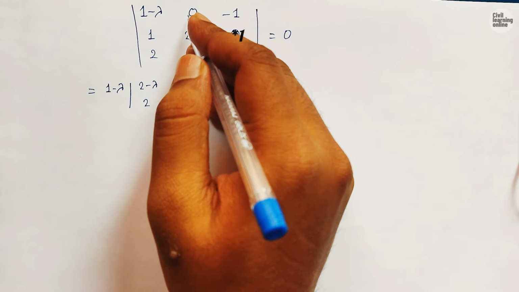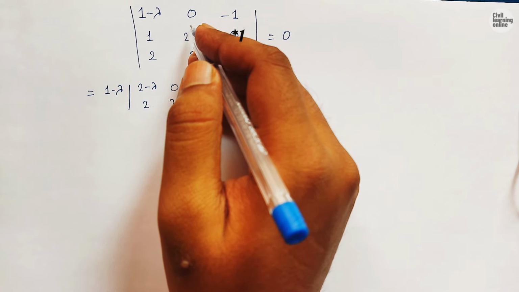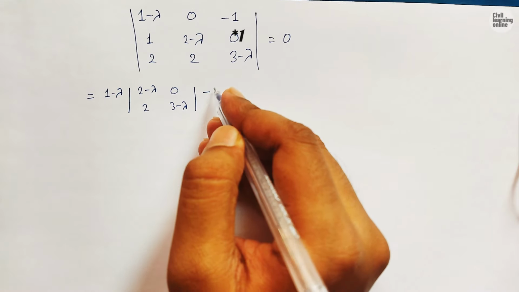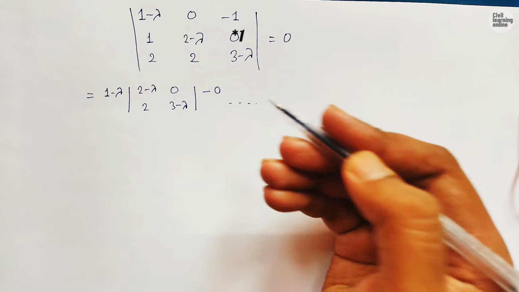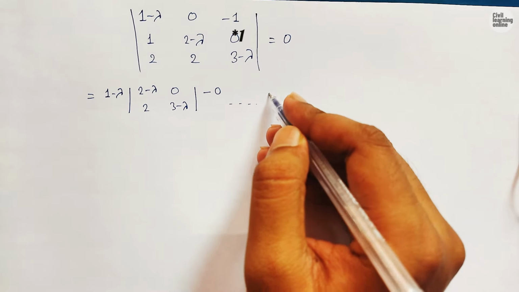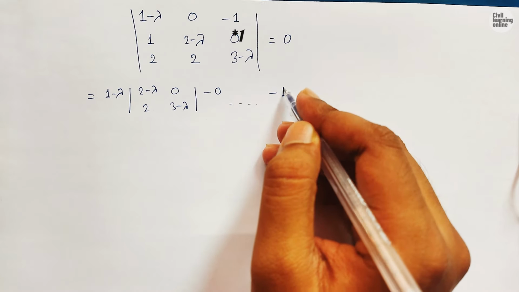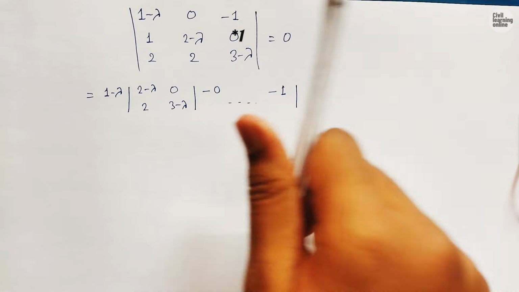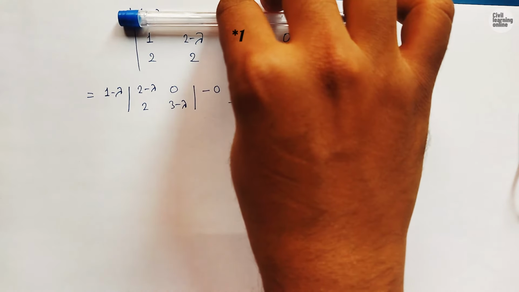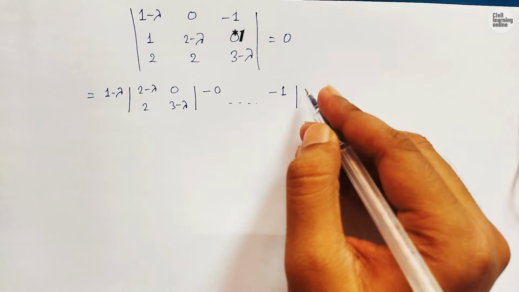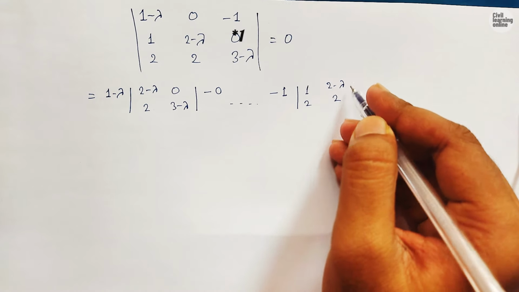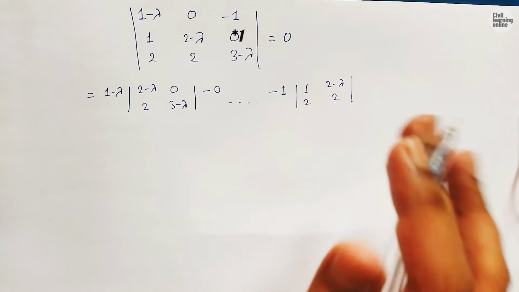Similarly for 0, since we are finding the determinant, we will use the sign of the cofactor, so it will be minus 0 times something. When we multiply with 0 it automatically gives 0. And here it is minus 1, so minus 1 times the determinant after covering the column and row in which it lies. So this and this get covered, and we will have 1, 2, 2 minus lambda and 2. On solving this we will get a polynomial form.